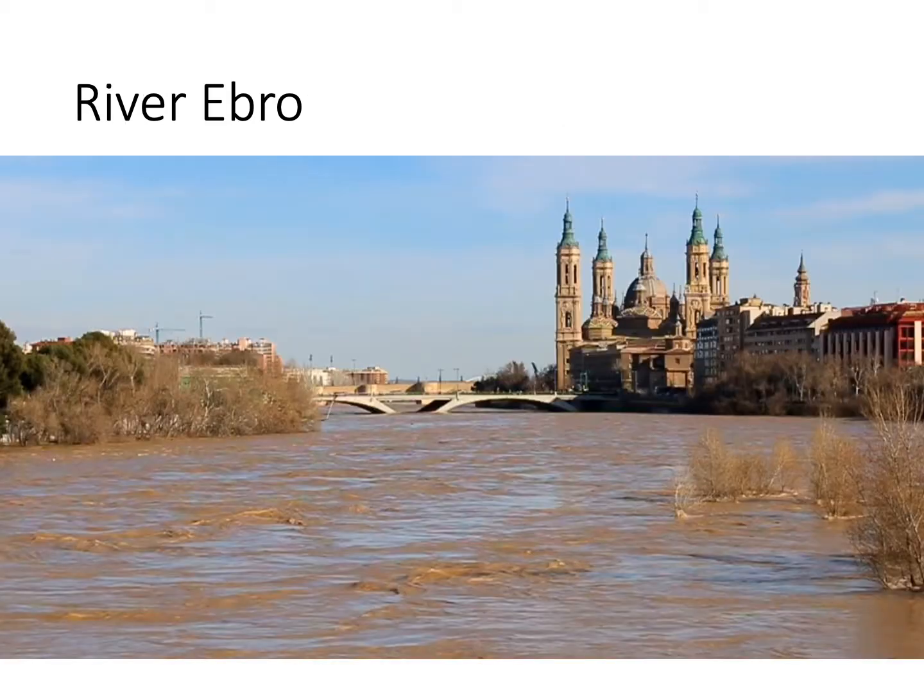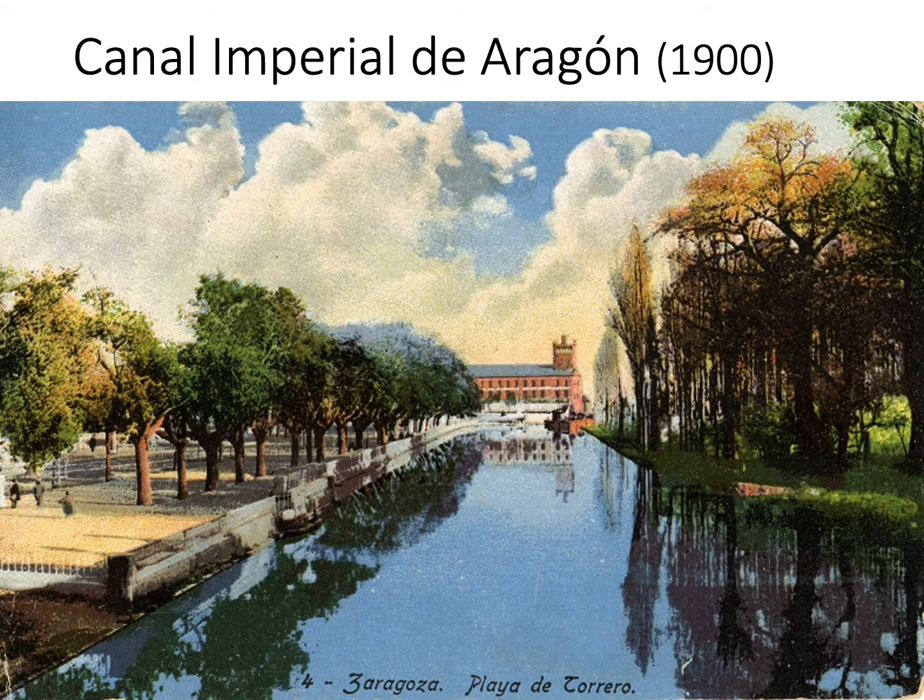This is an example of a natural channel, River Ebro. This is an example of a canal, an artificial channel, Canal Imperial de Aragón, built in the 1900s.